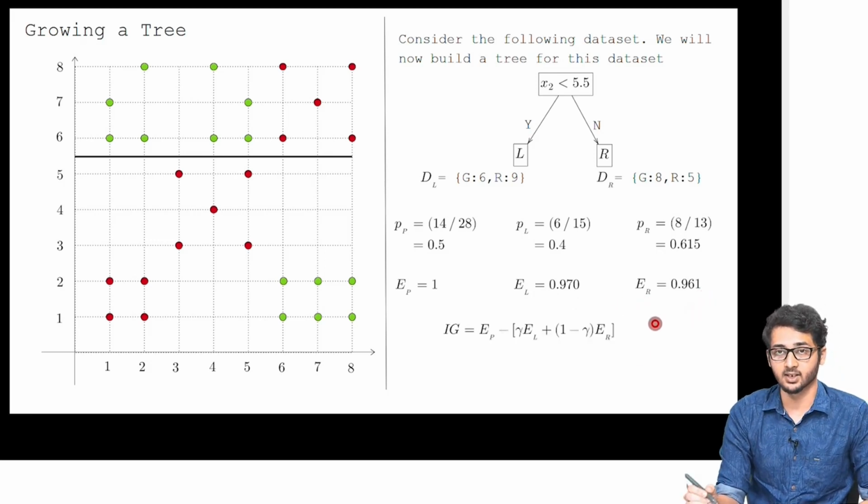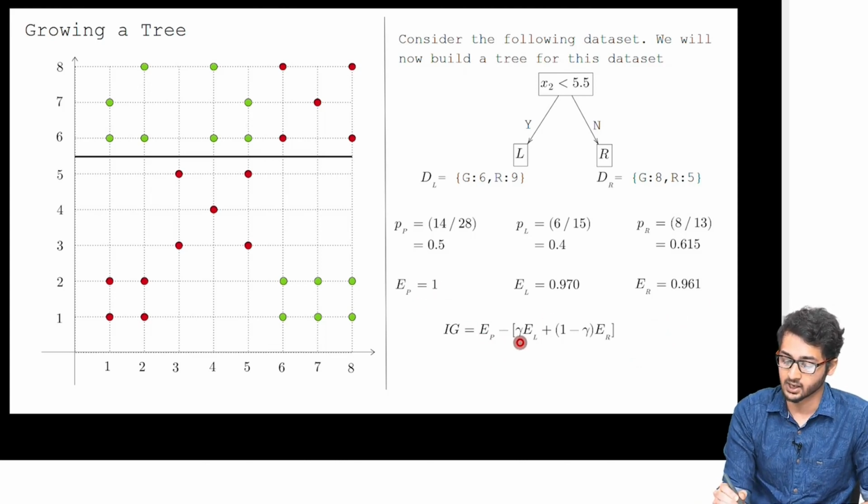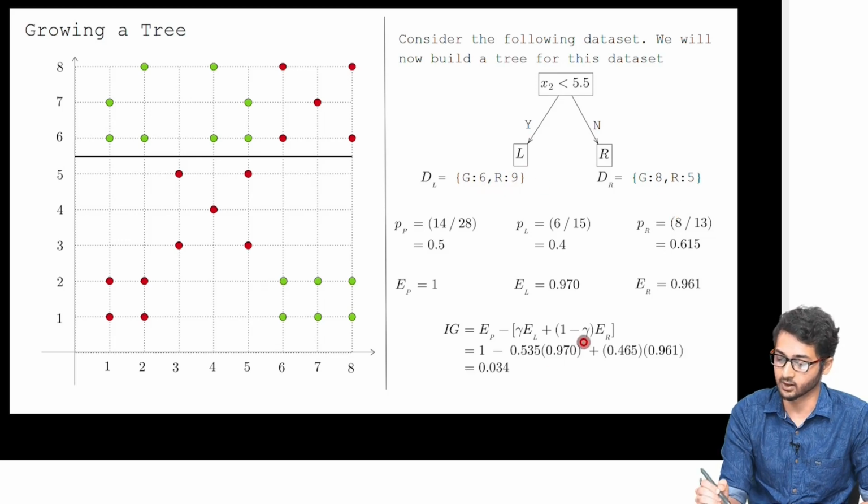Now that we have this, we can calculate information gain. So information gain has the entropy of the parent, which is 1, and gamma, which is the fraction of points that have gone to the left child. That, if you can see, is 9 plus 6, 15 out of 28. So the gamma value turns out to be 0.535. And then the entropy of the left node is 0.970 and of the right node 0.961, as written here. On calculation, the information gain ends up being 0.034.